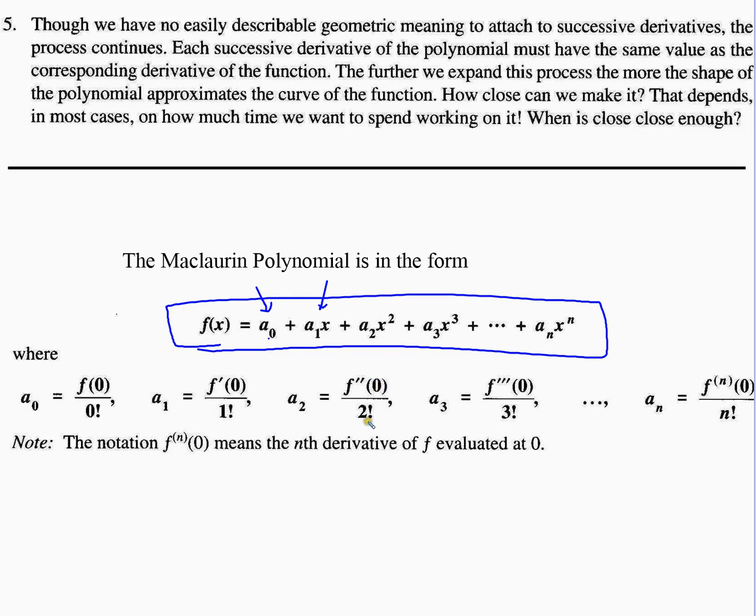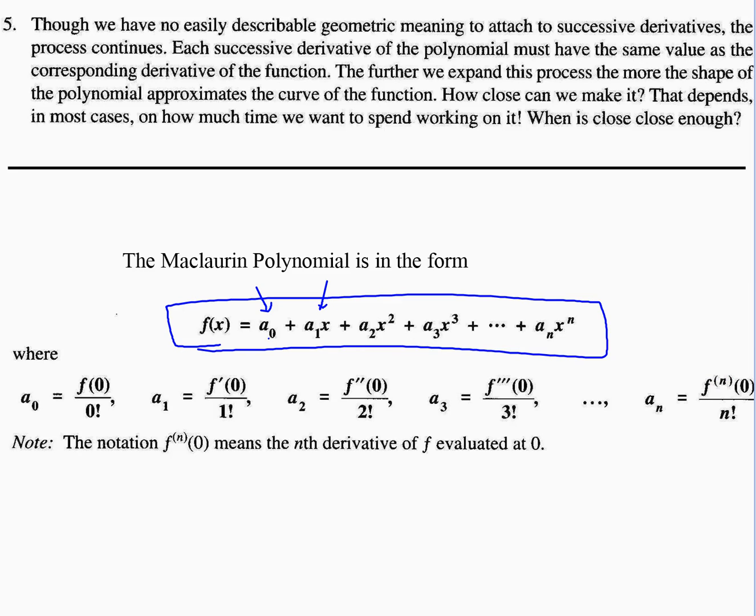Plug in 0 and put that over 2 factorial. And so when you see this notation, f to the n of 0, that notation means the nth derivative of f evaluated at 0. So if there was an f with a little 7 up here, maybe that would be the 7th derivative. Plug 0 into it. So we are going to just follow this process and do this several times just so you get the hang of it.